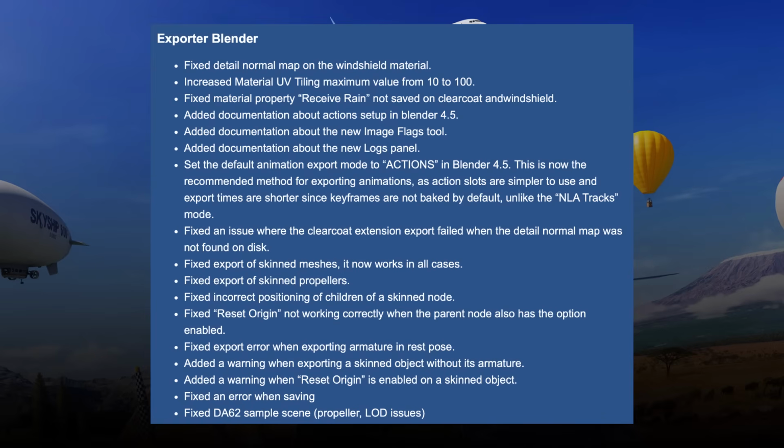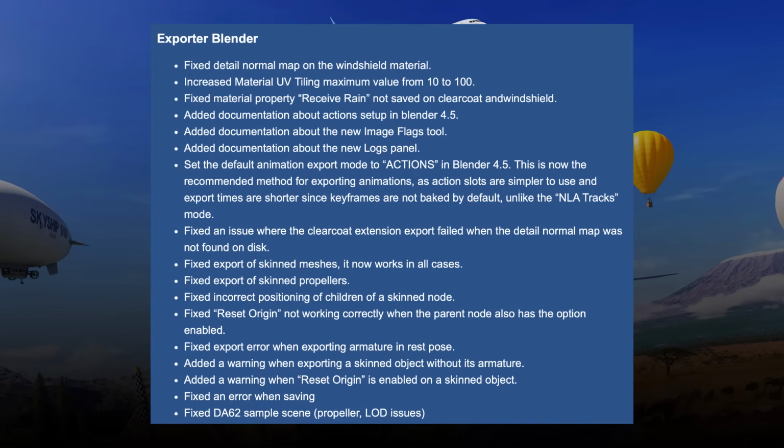Set the default animation export mode to actions in Blender 4.5. This is now the recommended method for exporting animations, as action slots are simpler to use and export times are shorter since keyframes are not baked by default, unlike the NLA tracks mode. Fixed an issue where the clear coat extension export failed when the detail normal map was not found on disk. Fixed export of skinned meshes, it now works in all cases. Fixed export of skinned propellers, fixed incorrect positioning of children of a skinned node. Fixed reset origin not working correctly when the parent node also has the option enabled.